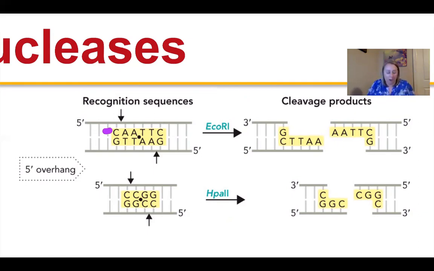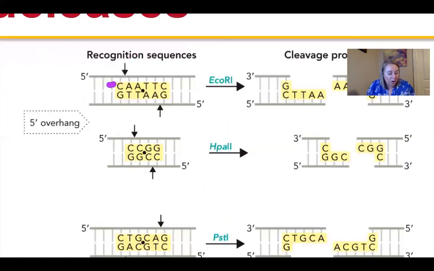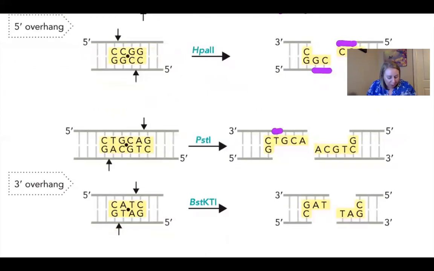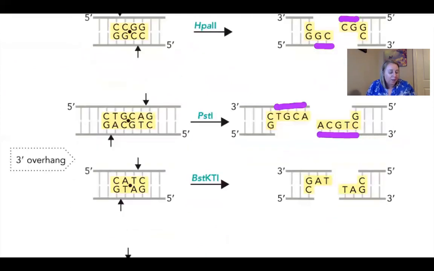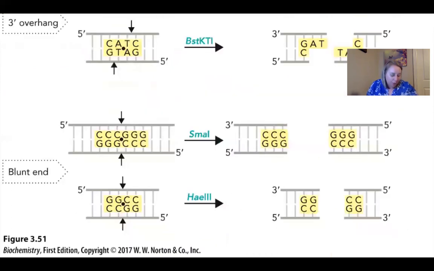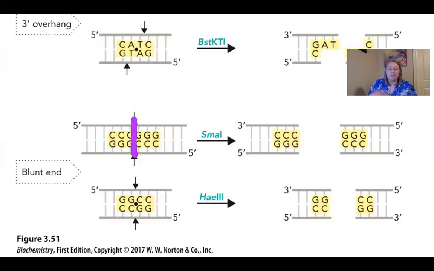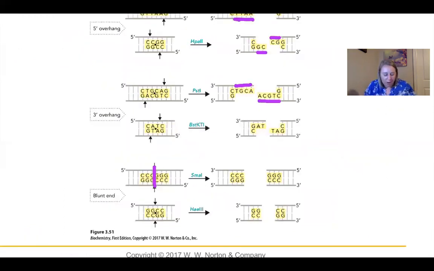So there are some enzymes that cause overhangs. This is an overhang right here. Here's a 2 base pair overhang. There are some that have 3' overhangs. So here are 3' overhangs. And there are some that have blunt ends, which cut straight down the middle. So depending on your specific need, you're going to pick the right one. But they have all kinds of really interesting names.